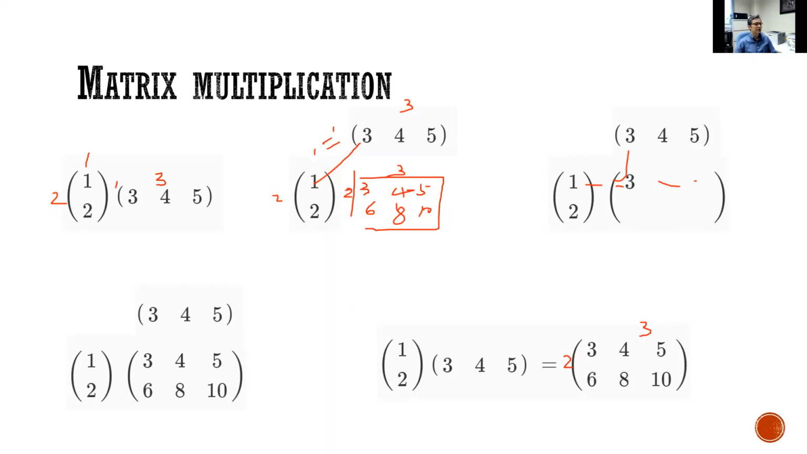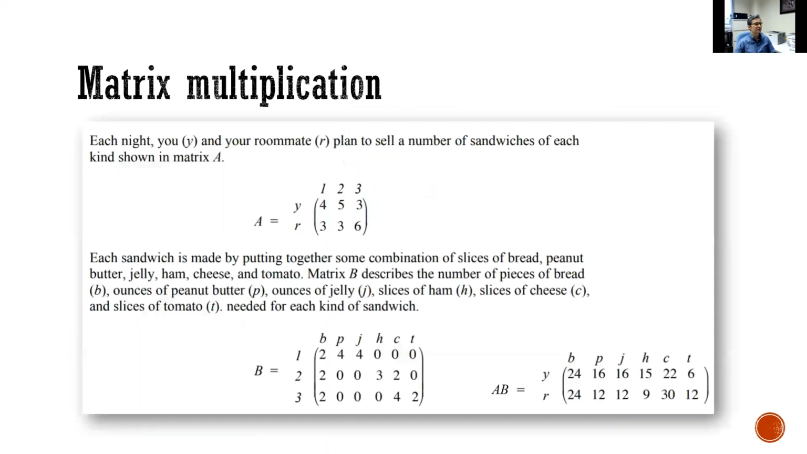So now we are going to use an example to show the meaning of matrix multiplication. This is an interesting example, a hypothetical scenario. You and your roommate, the two persons, want to make sandwiches of 3 kinds. So you have 3 kinds of sandwich, 1, 2, 3. That's the A matrix, and this is you, and then your roommate. You want to make 4 sandwiches of the first type, 5 sandwiches of the second type, and then the third of this. That's 3, 3, 6 for your roommate. So that's matrix A.